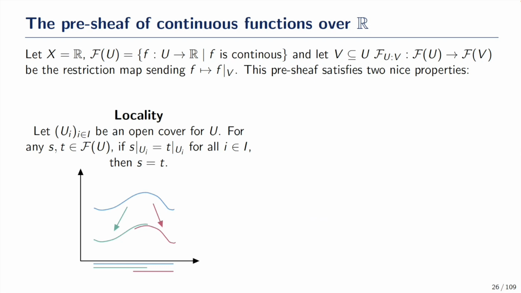So the first property is called locality. Essentially, if you have an open cover for U, that just means I have some open sets, and when I take their union, they cover U. Their union is U, right? So if you see here, I have this blue open set, and it is the union of the green and the red one. Something like that, right? So what this says is some sort of uniqueness to decompose things.